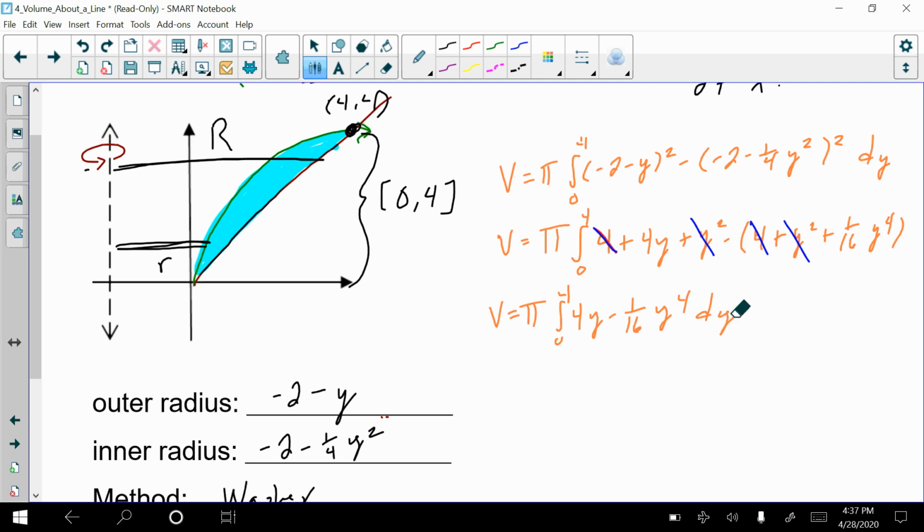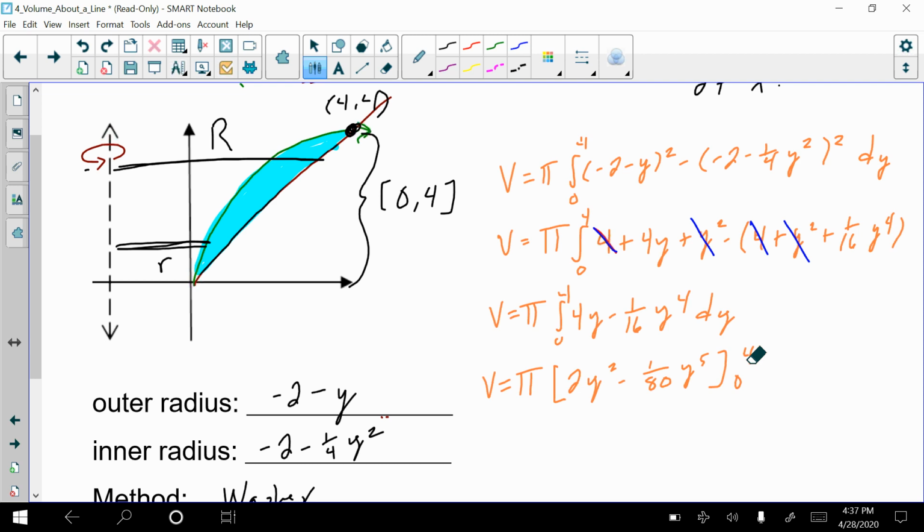Now, if you wanted to, you could get a greatest common factor here, 1/16. It would probably work out, but I'm not going to bother trying to factor anything out at this point. We're going to just go ahead and take the antiderivative. So the antiderivative of 4y will be 2y squared, and the antiderivative of negative 1/16 y to the 4th will be a negative 1/80 y to the 5th, evaluated from 0 to 4.